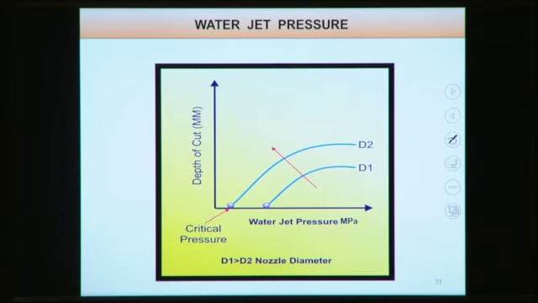Here is another example, another graph. Here D1 is more than D2. When the diameter of the abrasive jet nozzle is increased, there is a decrease in depth of cut. So for a lower diameter of the abrasive jet nozzle, your depth of cut will be more.